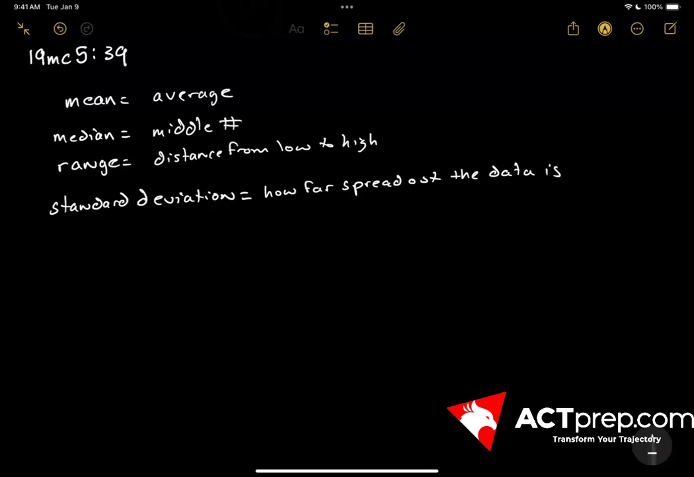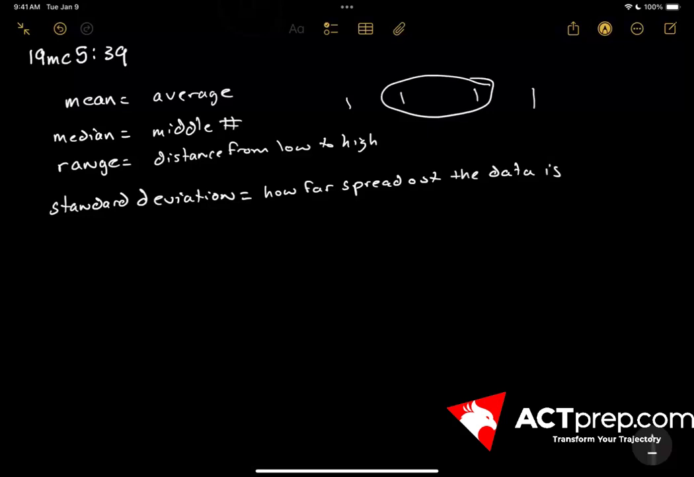So the mean is just your average. You're just going to add up all the totals and divide by the number of people. The median is going to be the middle number. So when you're calculating that, when you have an even amount, which we do in the first scenario, you're just going to take the 2 middle numbers, add them together, and divide by 2 to get your median.